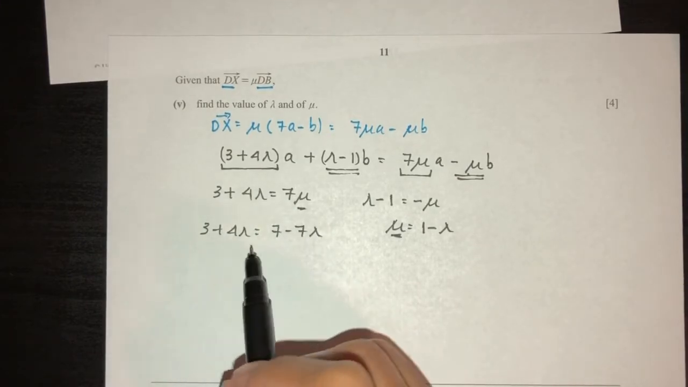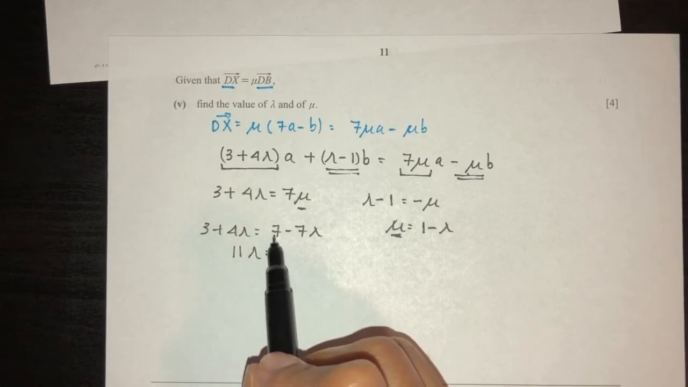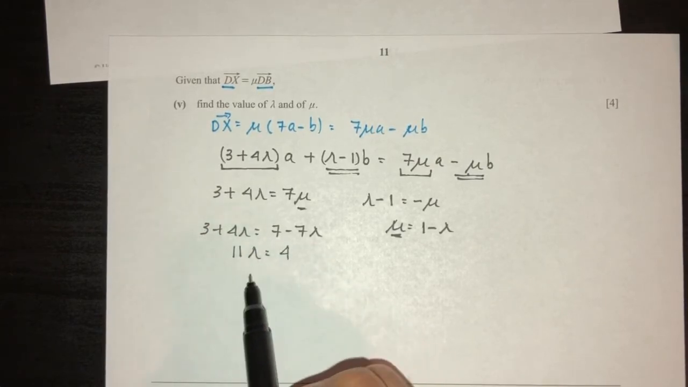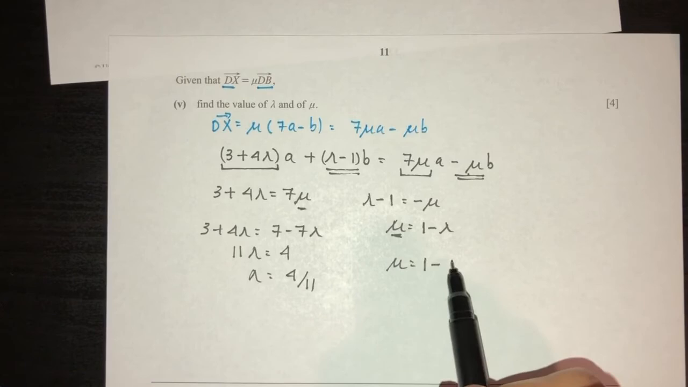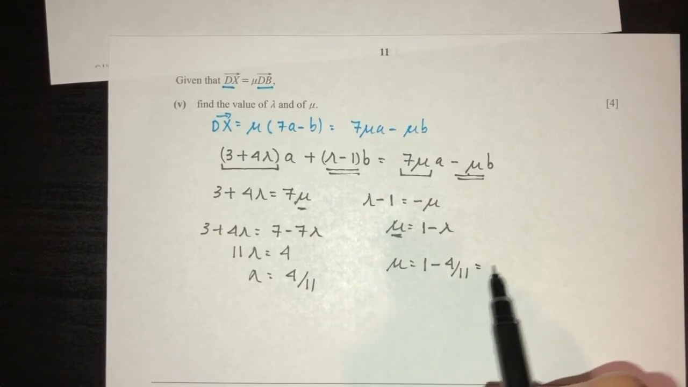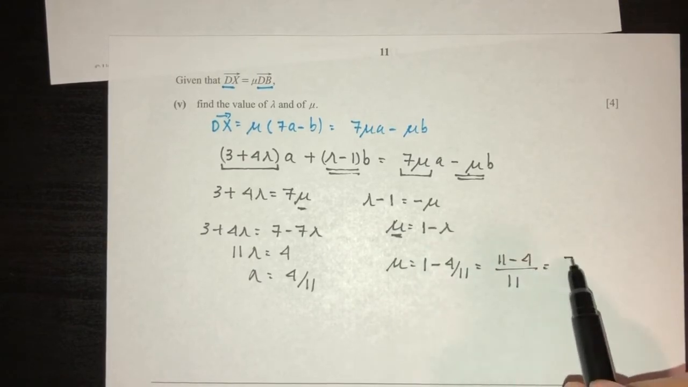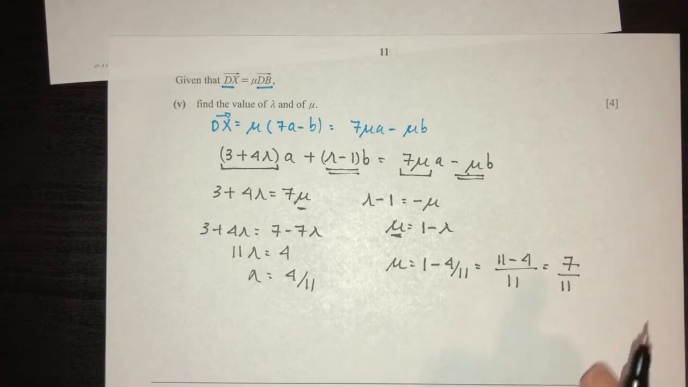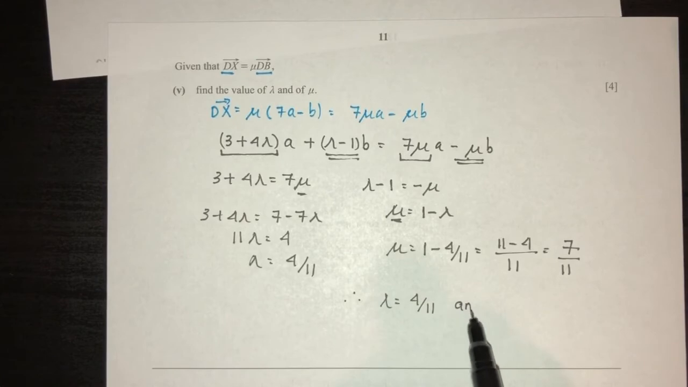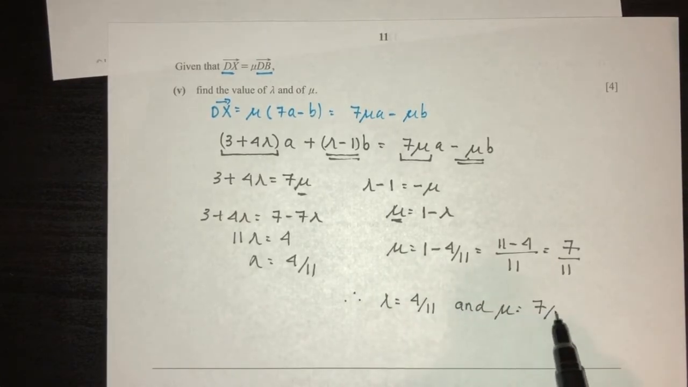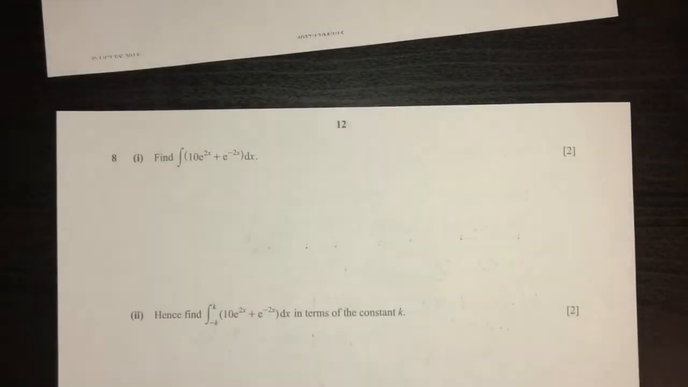So we send this over here. You will have 4 plus 7, that will be 11. That will be 7 minus 3, that will be 4. So lambda will be 4 over 11. Now mu will be 1 minus this one. That should be 11 minus 4, so we have base of 11, that should be 7 over this. So your two values will be, lambda is 4 over 11 and mu should be 7 over 11. These are your values for lambda and mu. And that was question number 7.